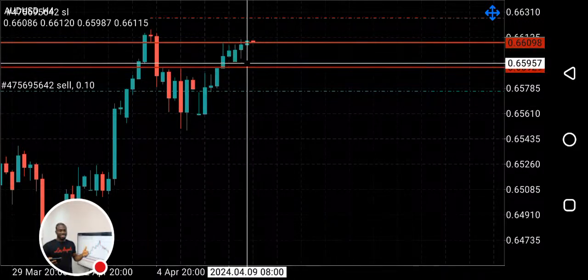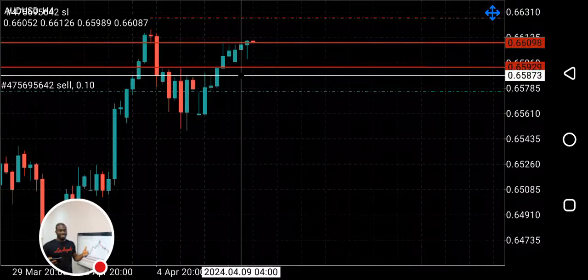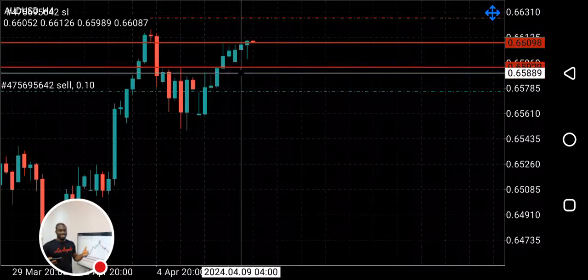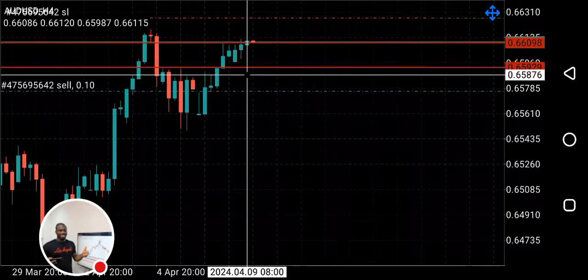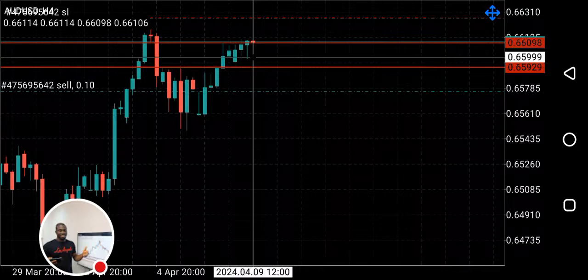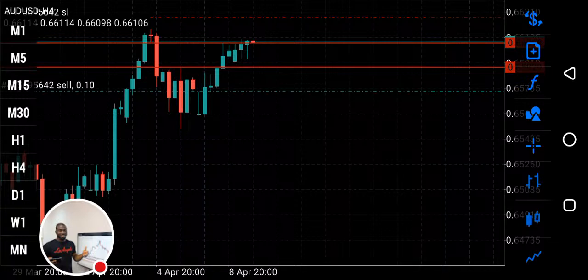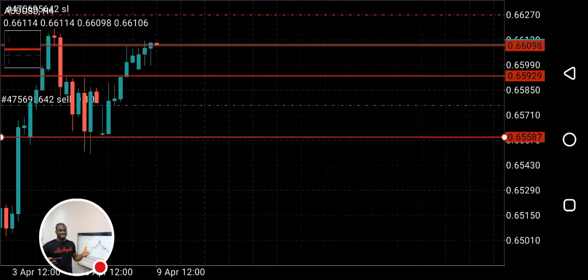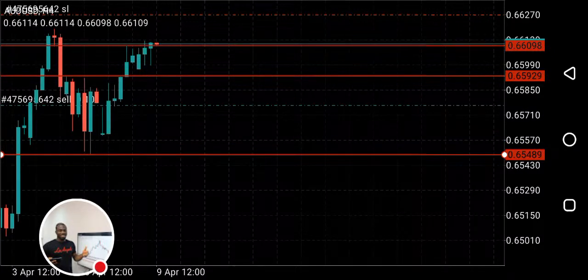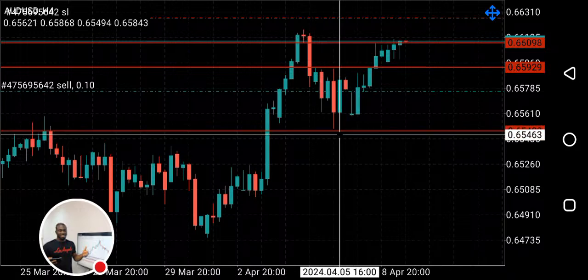As you can see, look at the two previous candlesticks that formed. We had a spinning top, and the next candle closed as a hanging man. So if the current 4-hour candle closes bearish, there is a high probability that Australian dollar USD will go bearish, and this area of liquidity, this previous low, will be the next target.